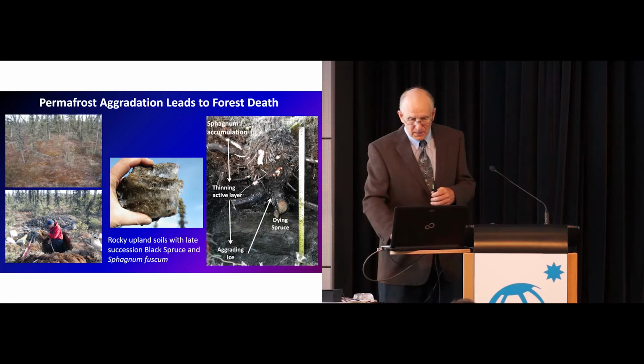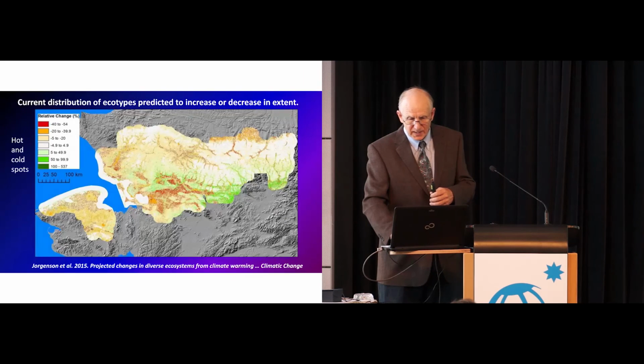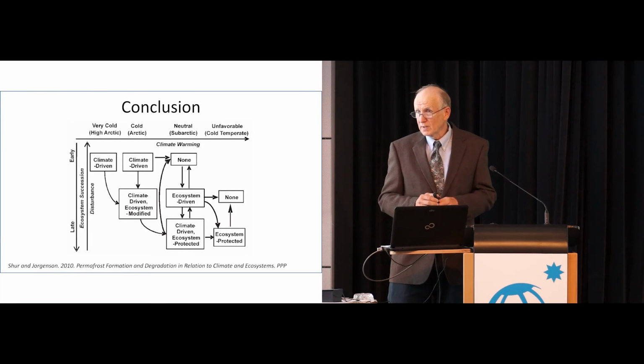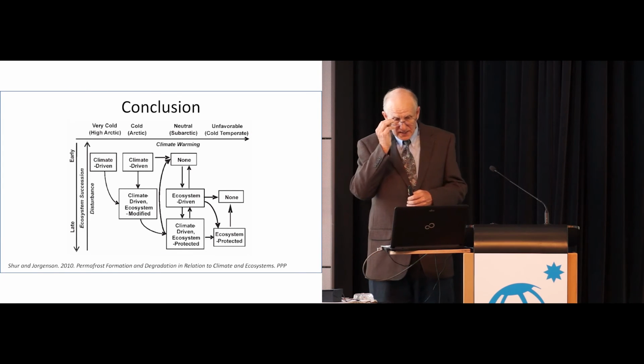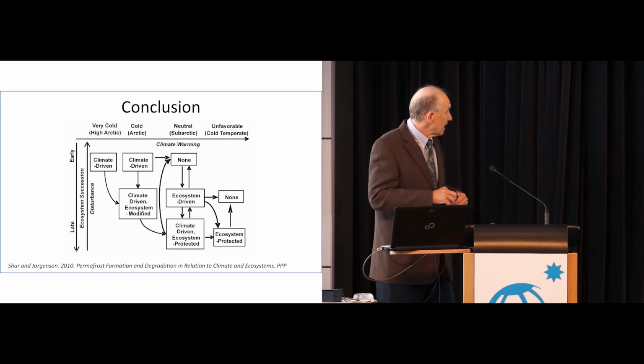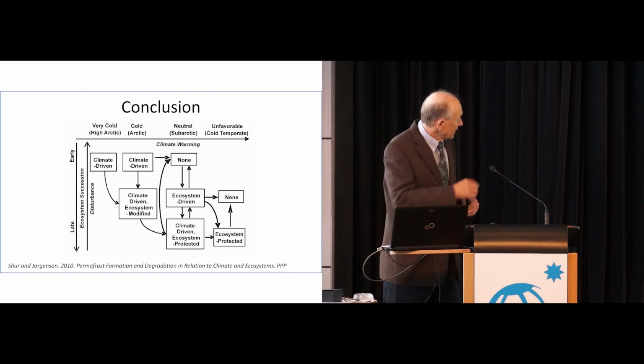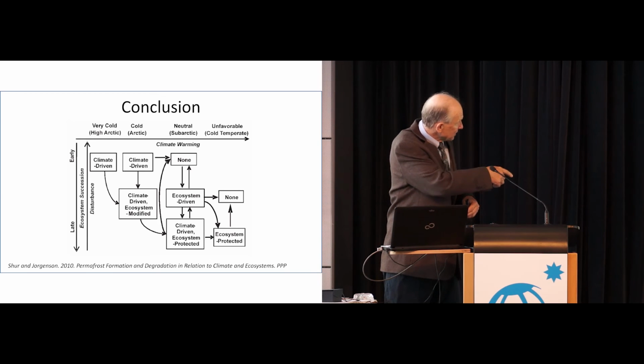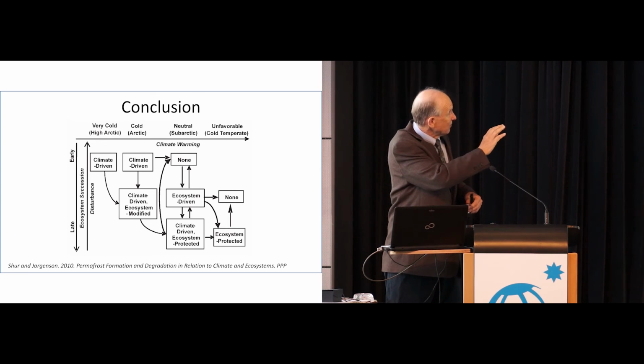So I'm going to skip through the rest and just come to a conclusion. And that's that we have an interaction between climate and ecosystems that results in very different permafrost dynamics. Kind of on the left, we go from early successional at the top to late successional at the bottom. Disturbance reverses that, and the types of permafrost that develop depend on the climate.